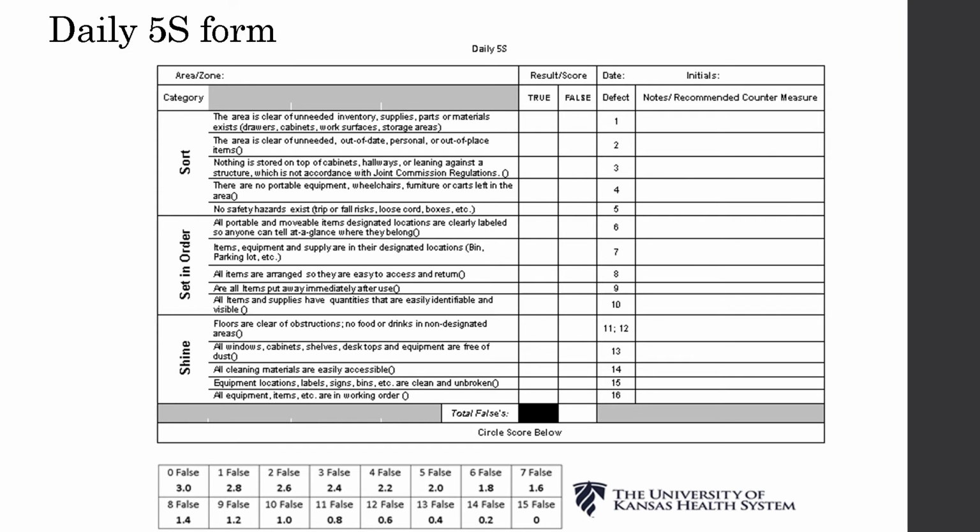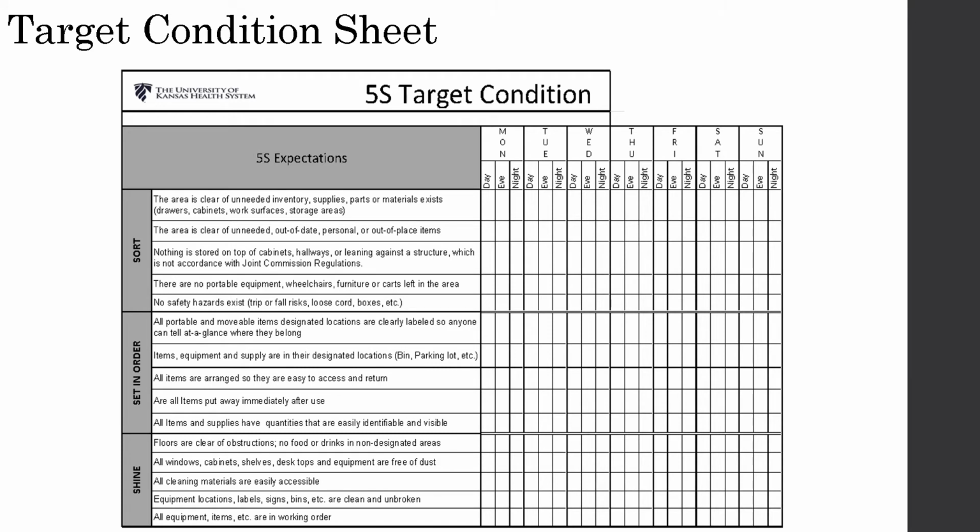What you see here is the target condition sheet. Remember those zones we created as a part of standardization? One of these sheets should be placed in each corresponding zone. This makes sure that the sort, set, and shine expectations are posted in the space and makes it clear what those expectations are for that particular area.